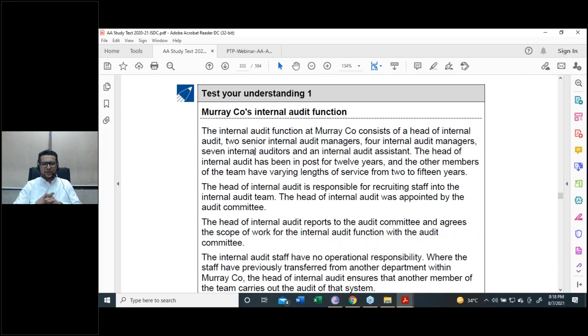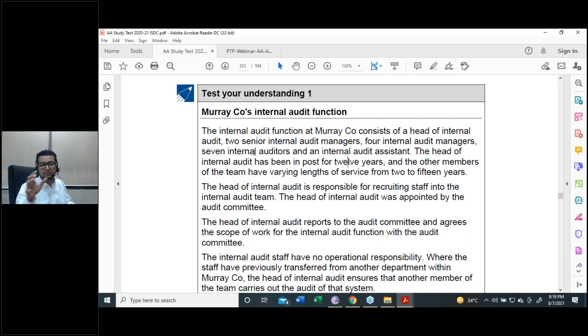The internal audit function at Murray Company consists of a head of internal audit, 2 senior internal audit managers, 4 internal audit managers, 7 internal auditors, and an internal audit assistant. Well done. The department seems to be well resourced. The head of internal audit has been in post for 12 years, and the other members of the team have varying lengths of service from 2 to 15. The head of internal audit is responsible for recruiting staff into the internal audit department. So the recruitments are made by the head of internal audit, not by the management. Again, that's fantastic. The head of internal audit was appointed by the audit committee.